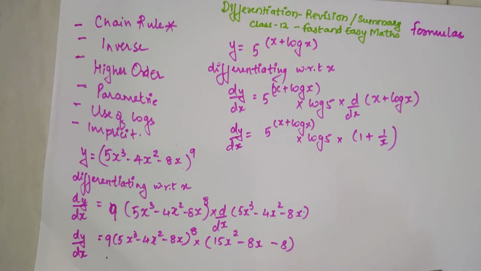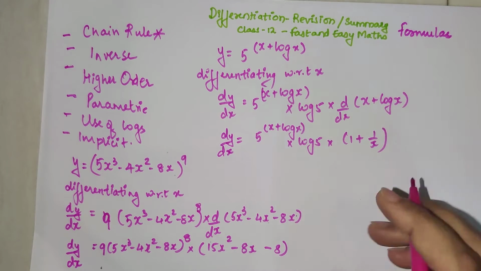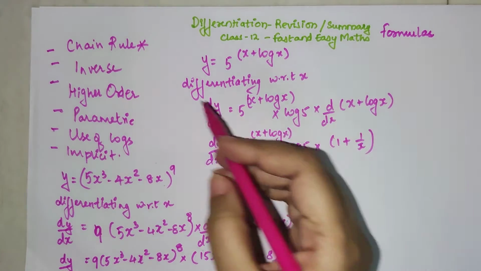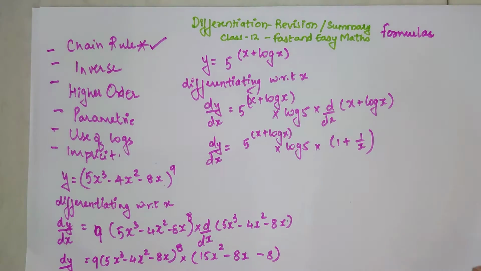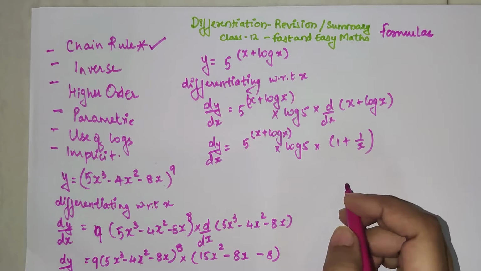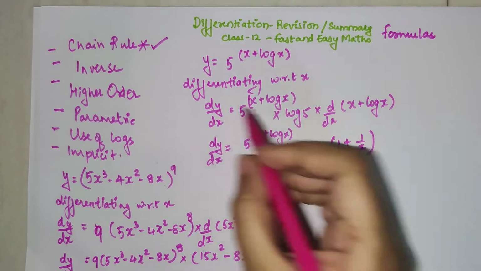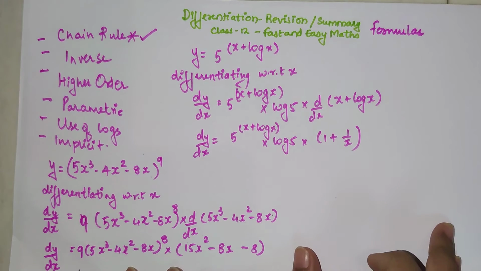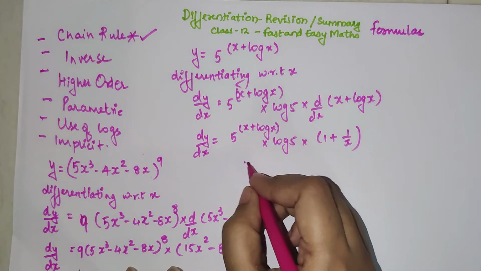Okay, now let's understand one more type. So here we have covered chain rule. Okay, now let's understand one more type. Instead of inverse, I'll take higher order because in so much of space I can just do higher order right now.